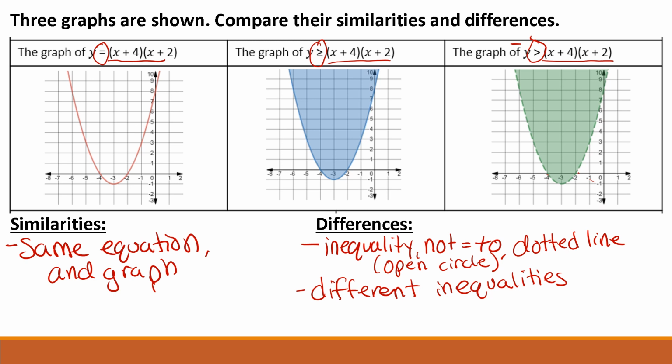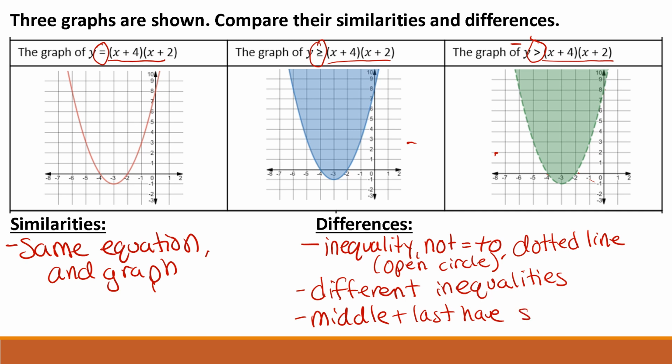And then the last thing that I'm noticing is there's some kind of shading going on with the second and the third one. The first one is just the parabola, but these two have this region above the graph that is shaded in. So the middle and the last one have some kind of shading.